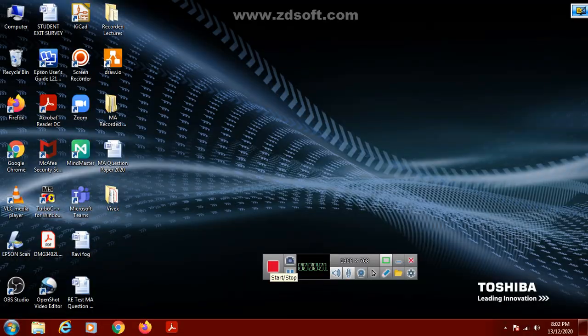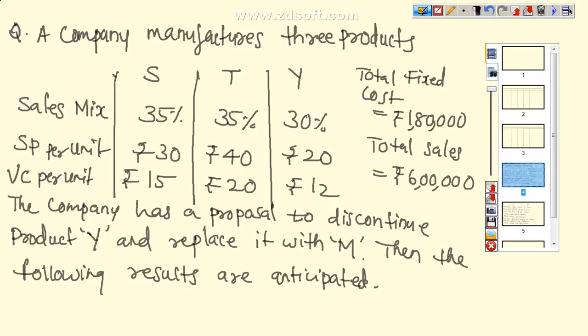Hello everyone. Today this is another question on decision making, that is discontinuance of a product line. This is the question. Company manufactures three products S, T and Y. The information is given regarding S, T and Y: sales mix, selling price per unit, variable cost per unit, total fixed cost, and total sales.